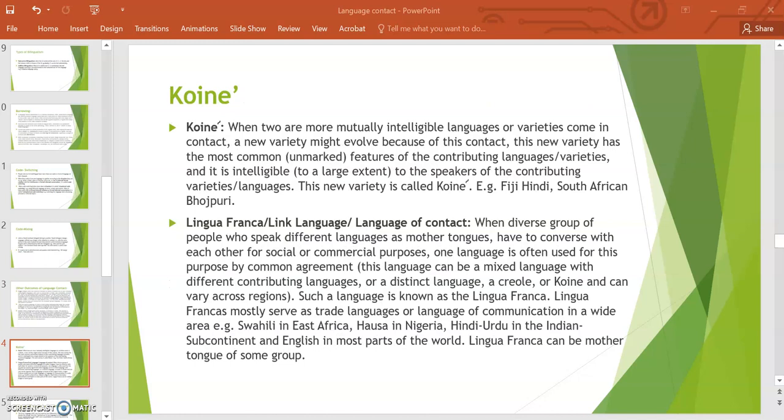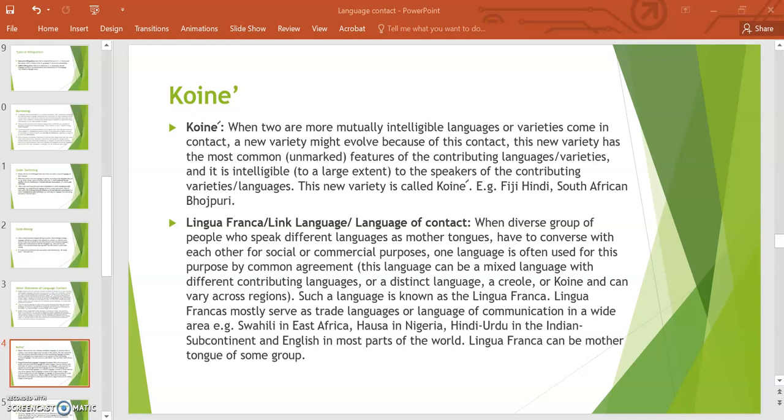Another outcome of language contact can be formation of a koine. Koine, when two or more mutually intelligible languages or varieties come in contact, a new variety might evolve because of this contact. So here the varieties or languages that are coming in contact are mutually intelligible at least to some extent, to a great extent. They have to be mutually intelligible. For example, if somebody is saying something in one language, then the other person who speaks another language should be able to comprehend it to a certain extent, so that it is not unintelligible to them.